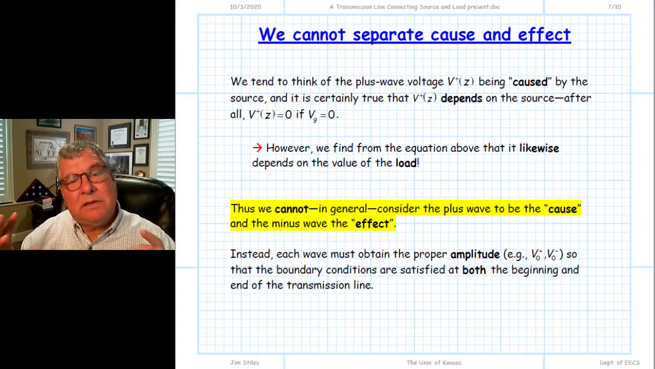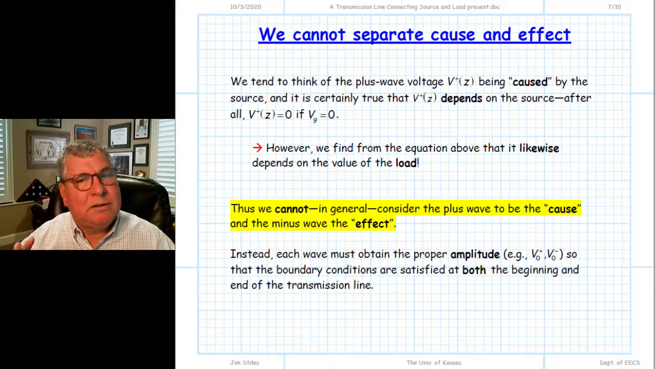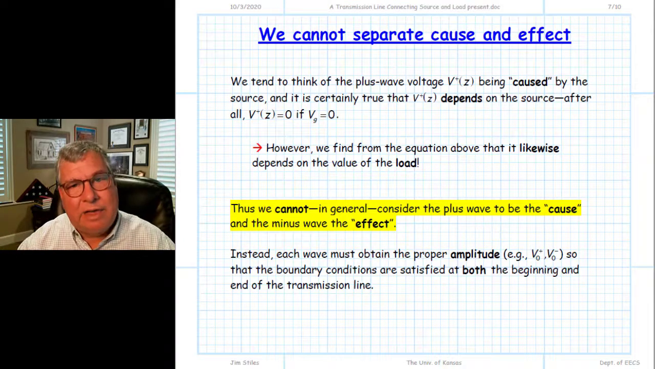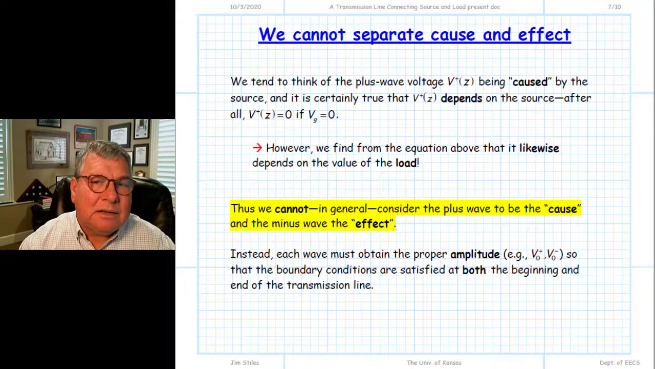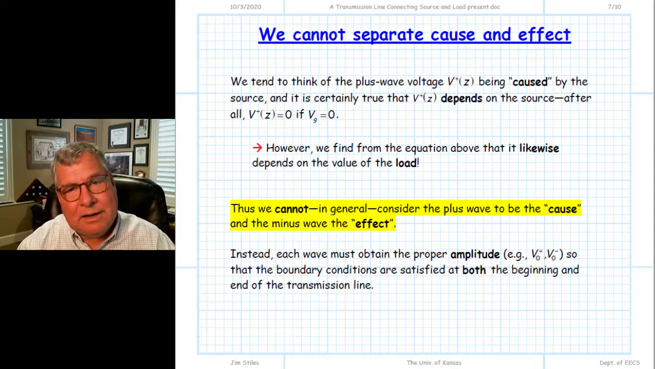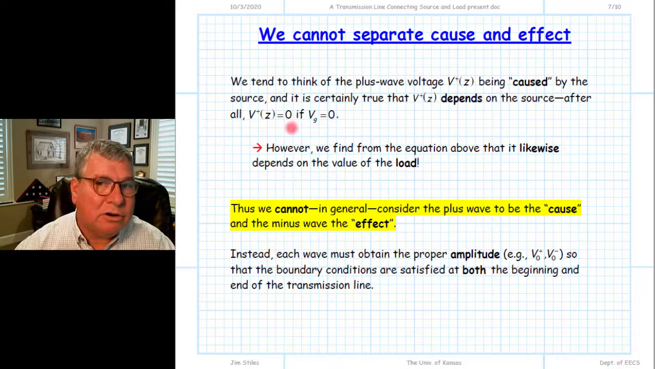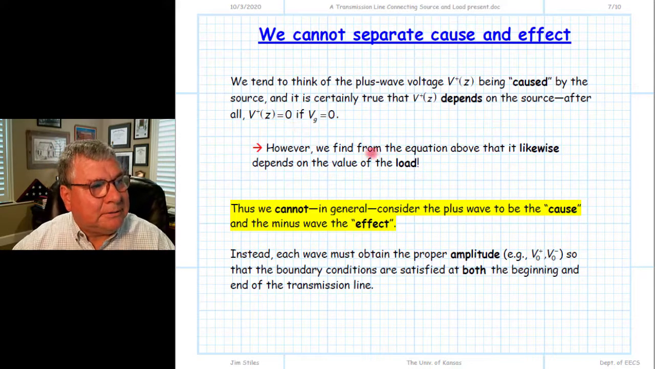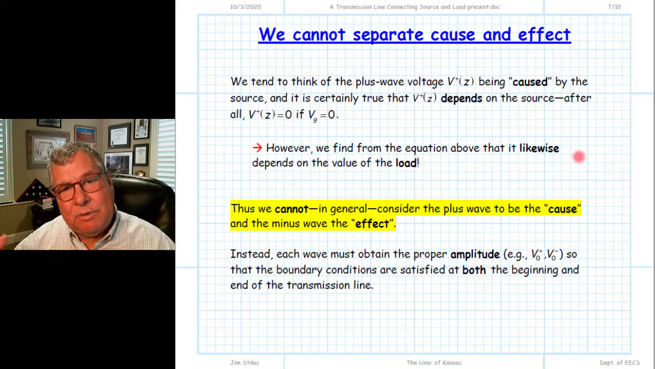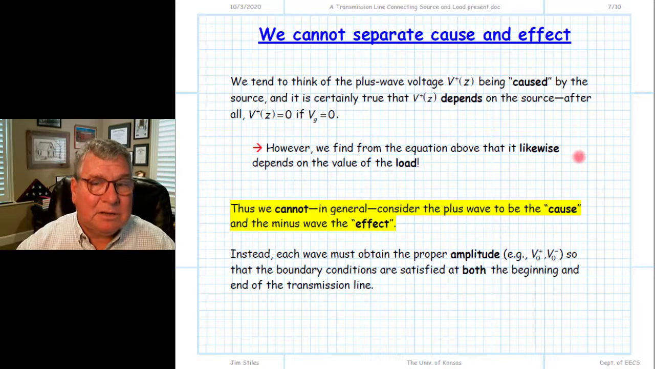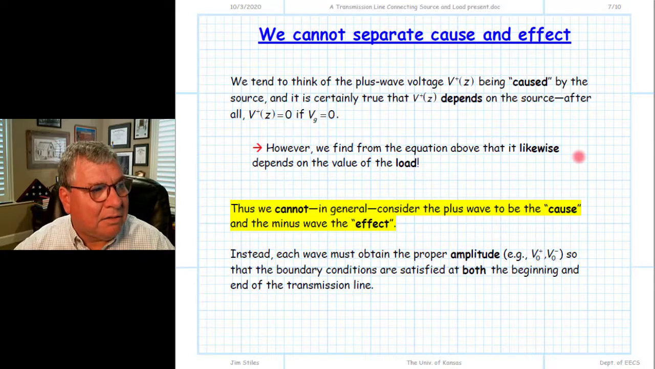So the problem here is that students oftentimes try to assign causality to that plus going wave, that the source itself uniquely and independently determines the plus going wave down the transmission line. And certainly the source makes a difference. If we have no source at the beginning of our transmission line, then we have no plus wave at all. We have no energy or current or voltage anywhere. But as we just showed, the plus wave propagating from the source to the load depends on the value of the load impedance at the other end.